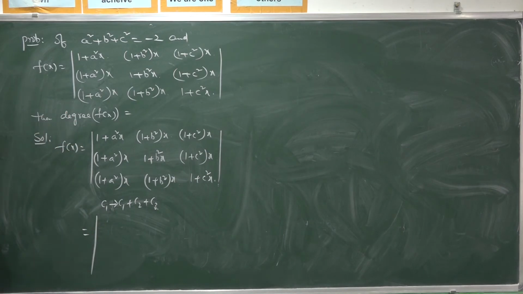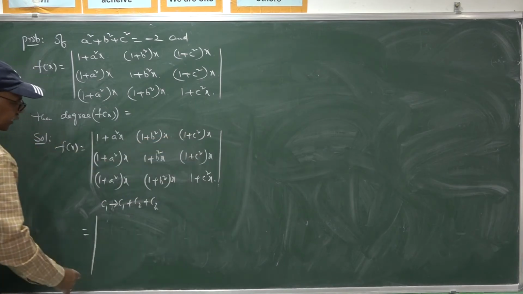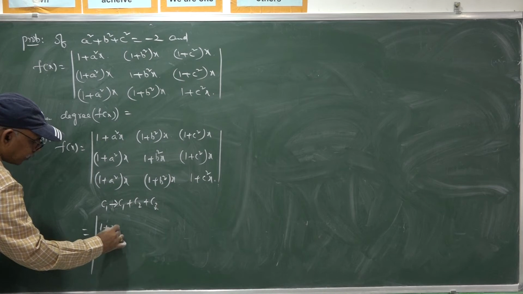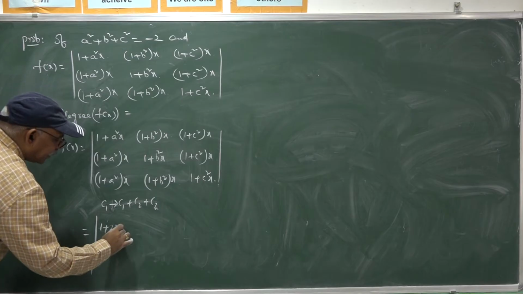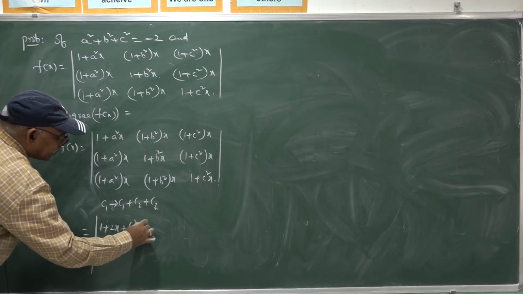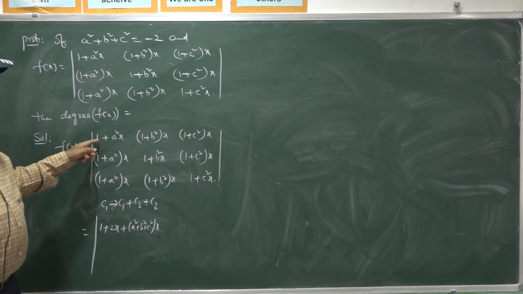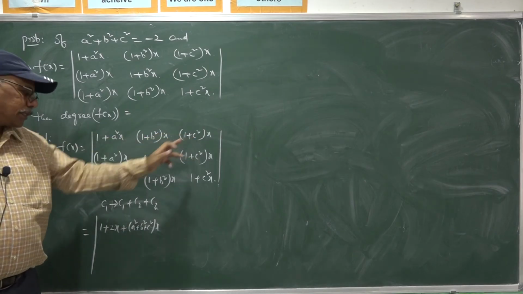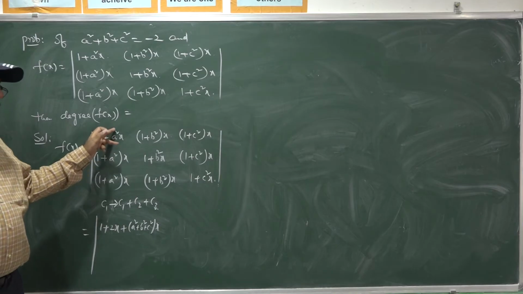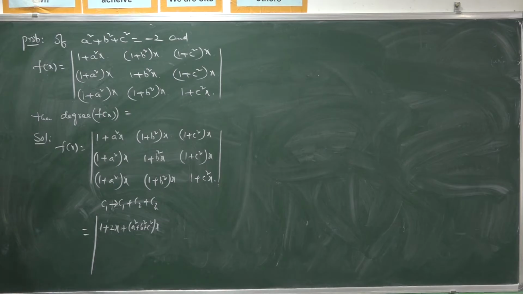Adding the elements column wise here, 1 plus x plus x, so that we get 1 plus 2x. Next terms, a square x plus b square x plus c square x, that gives us a square plus b square plus c square x. This is 1 plus x plus x, 1 plus x plus x, 1 plus 2x. Moreover, a square x plus b square x plus c square x, hence a square plus b square plus c square x.